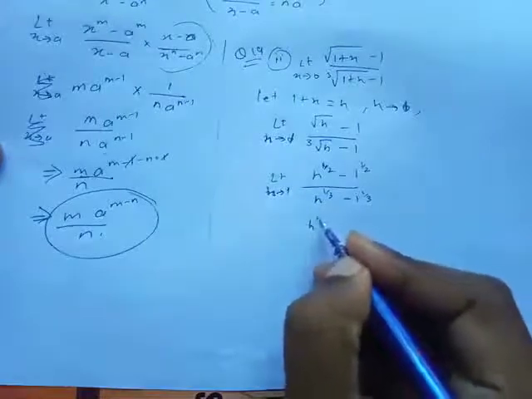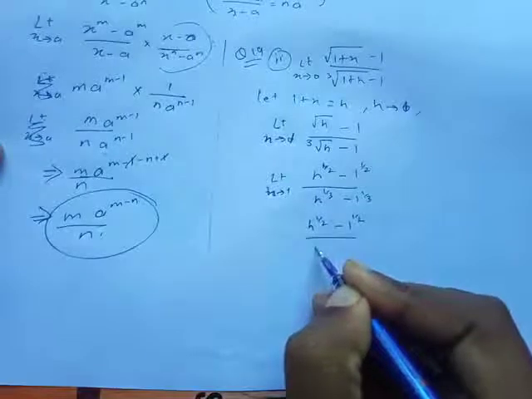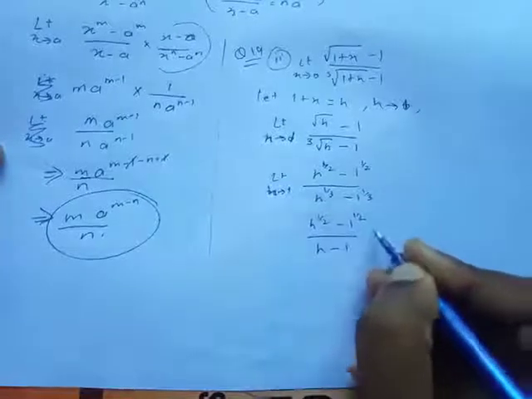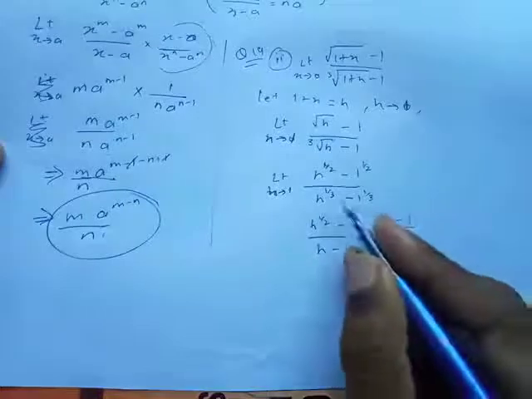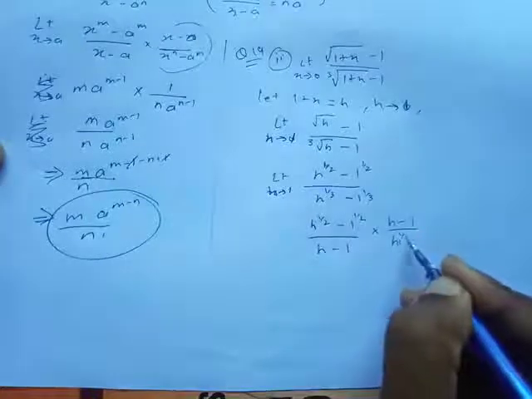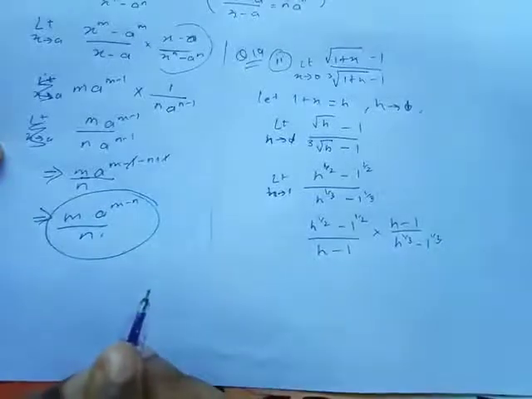H 1 upon 2 minus 1 upon 2, and I'll multiply and divide by h minus 1, and also multiply and divide by h minus 1 for 1 upon 3 minus 1 upon 3. I can write it like this.